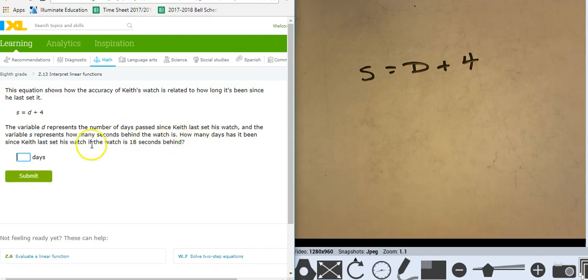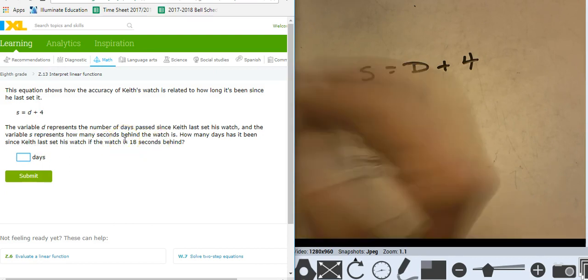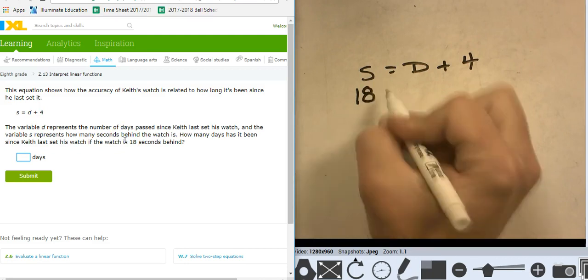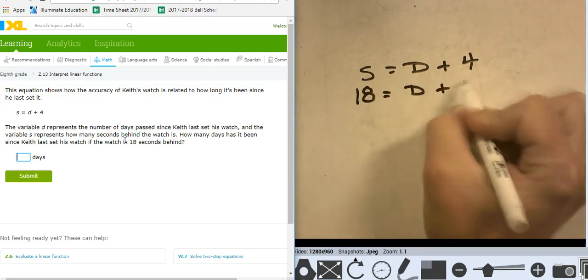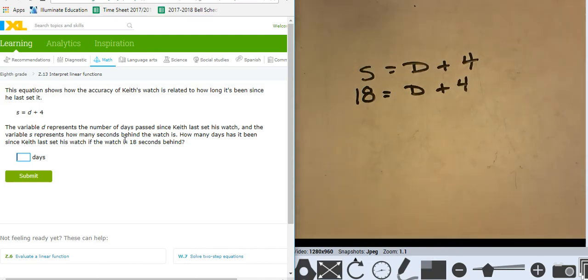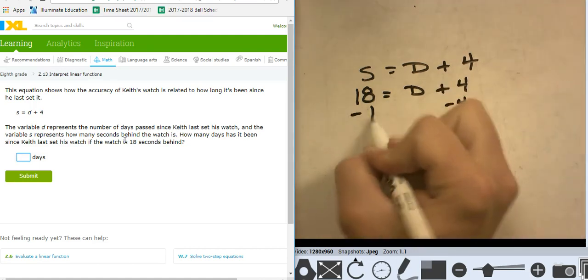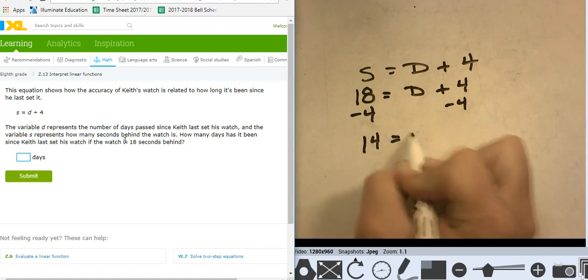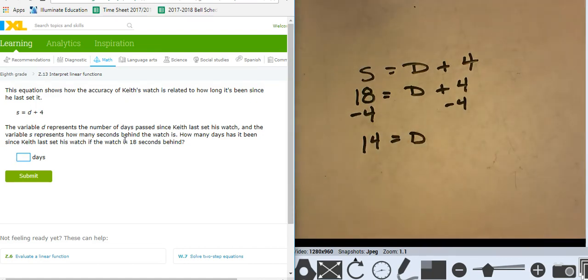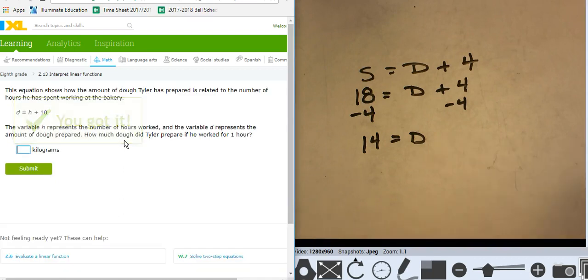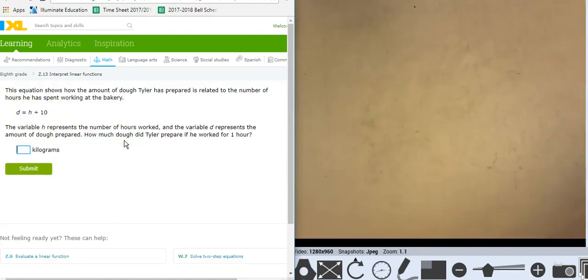How many days has it been since Keith last set his watch? If the watch is 18 seconds behind, so seconds is 18, right? Putting in 18 seconds equals D plus 4. So I have to be cautious. Where am I putting that given value? Am I putting it in for S seconds or D for days? Then we're going to solve this equation. It's going to give me 14 days. It is now 14 days behind. Nice.